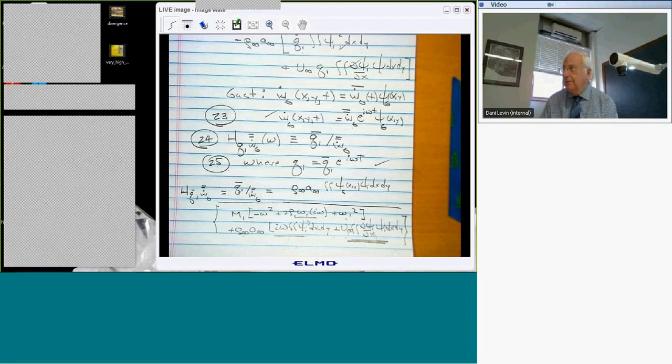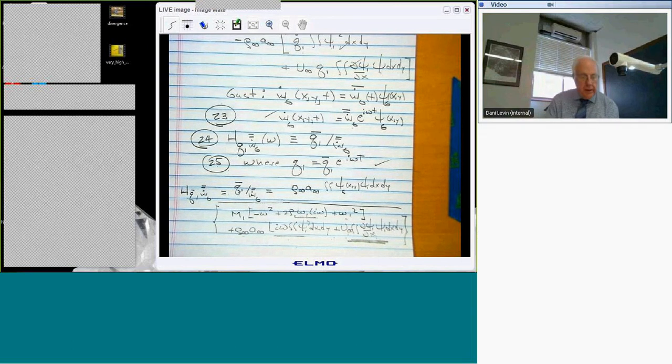Yeah, okay. So let's talk about flutter. Within the framework of linear theory, and when you get into nonlinear theory, it becomes much more interesting and complex. But we're talking about linear theory. There are only two ways this system can go unstable.